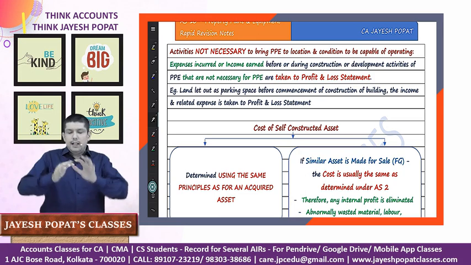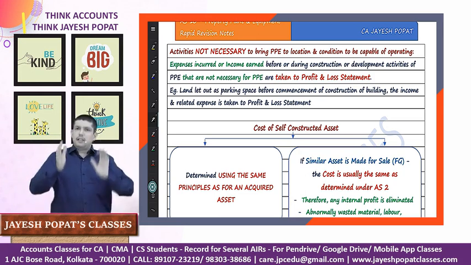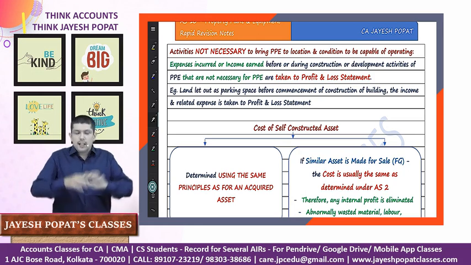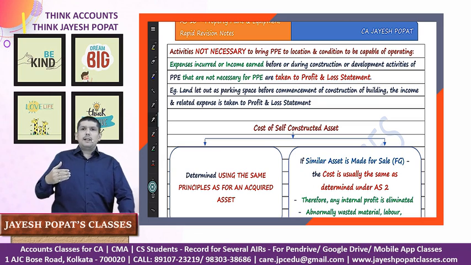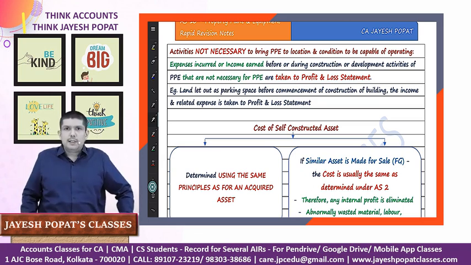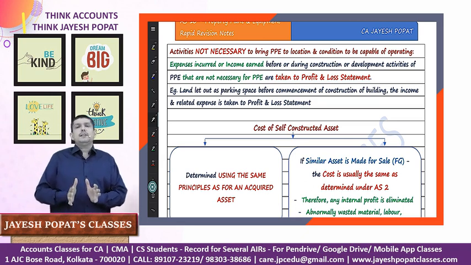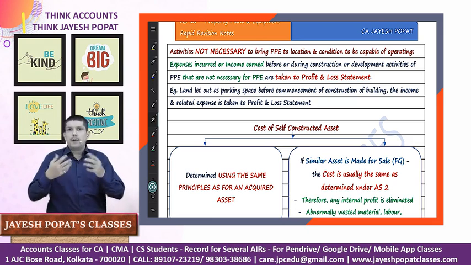I'll give you an example. Maybe we buy a plot of land for the purpose of constructing our factory premises on that plot of land. So we have purchased this plot of land, but the construction of the factory premises, the factory building, etc., will start after a period of 6 months. So during that period of 6 months, I created parking space in that land and I let out that parking space to various people who needed to park their car.